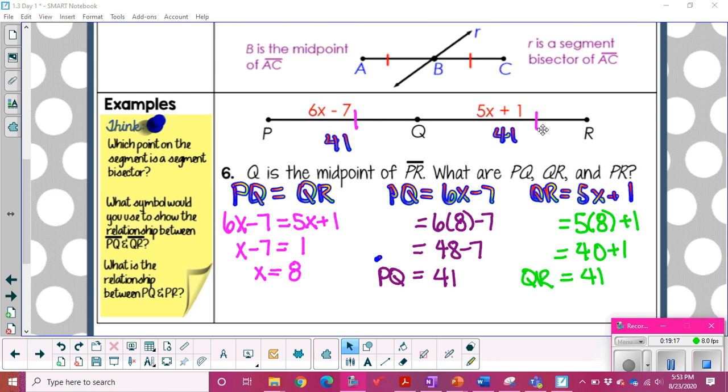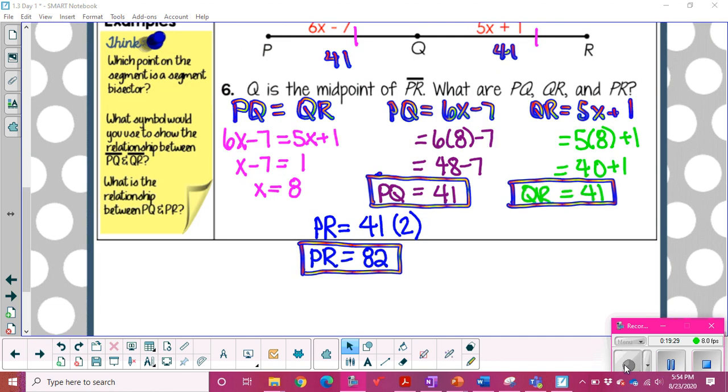Okay, so I want to know the length of the whole thing. I already know PQ and I know QR. They were the same, so they're both 41, right? All right, so to find the length of the whole thing, you just add PQ plus QR. So 41 plus 41. You can say 41 plus 41, or you can just say 41 times 2. So PR is 82. Okay, so those are our three answers that we were asked to find.